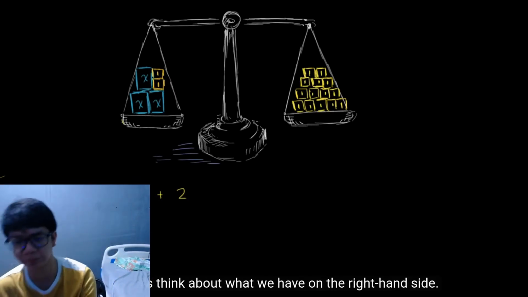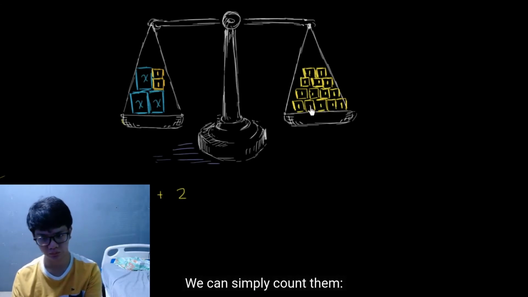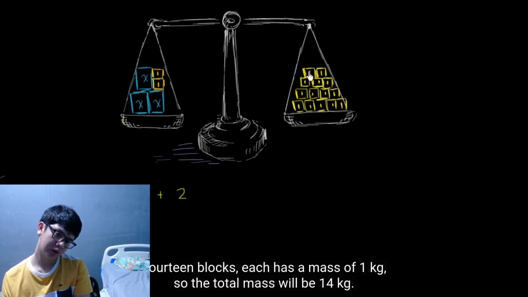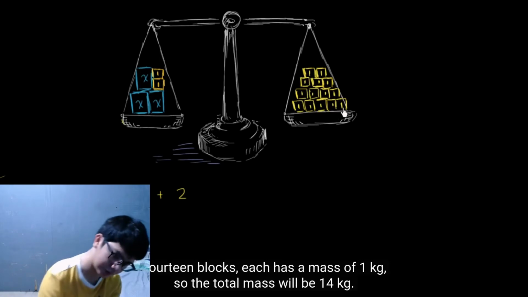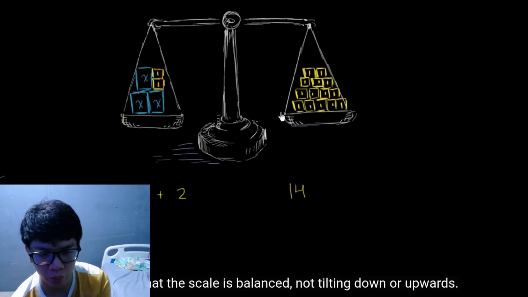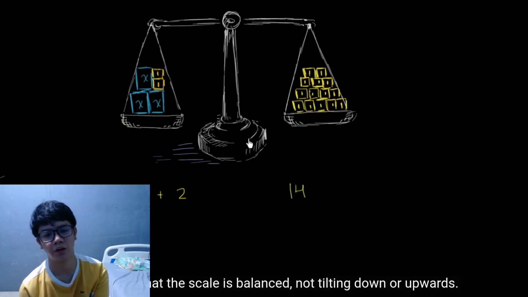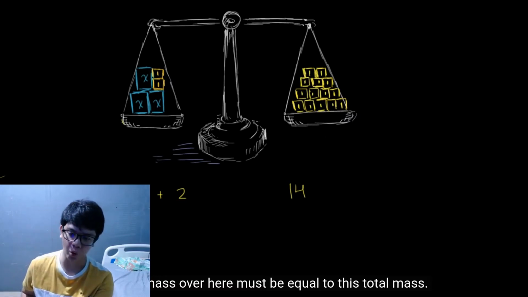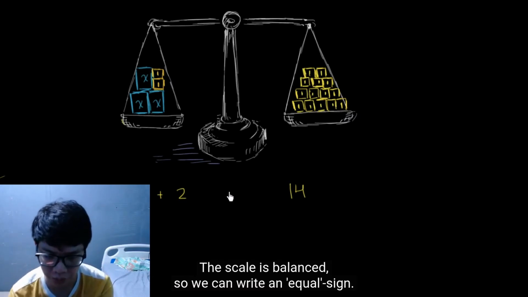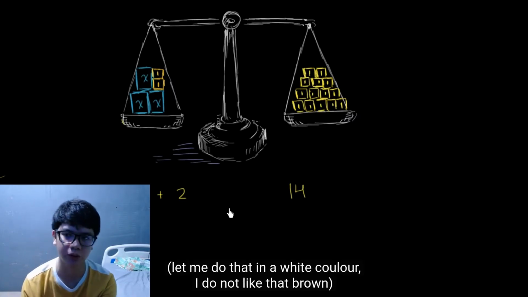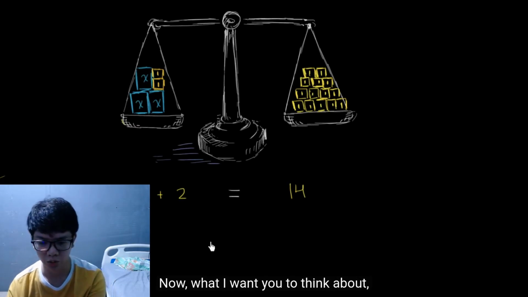Now let's think about what we have on the right-hand side. We just have to count these. We have 1, 2, 3, 4, 5, 6, 7, 8, 9, 10, 11, 12, 13, 14. 14 blocks each have a mass of 1 kilogram, so the total mass right over here is going to be 14 kilograms. And we see that the scale is balanced. It's not tilting down or upwards. So this total mass right over here must be equal to this total mass. The scale is balanced, so we can write an equal sign.